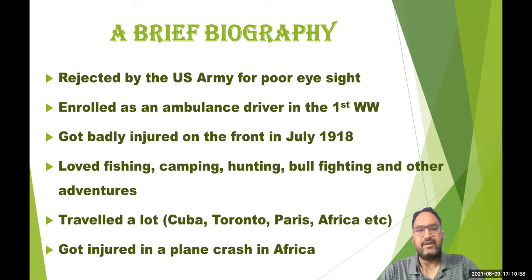Here it is, a brief biography continues. When he was young, he was rejected by the US Army for poor eyesight because he was an adventurous person, like I said in the last slide. He wanted to get into the US Army, but he was rejected for his poor eyesight because his eyesight was not up to the mark which is needed in a soldier. But his passion for army, his passion for adventure, could not stop him from getting enrolled as an ambulance driver in the First World War.